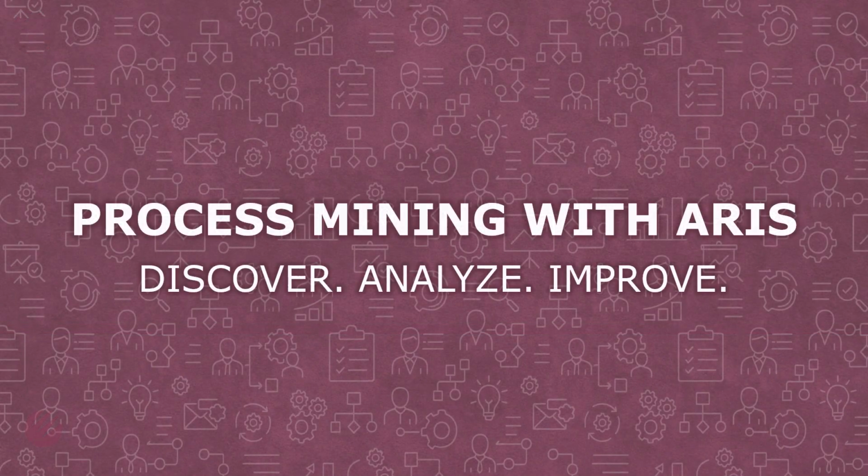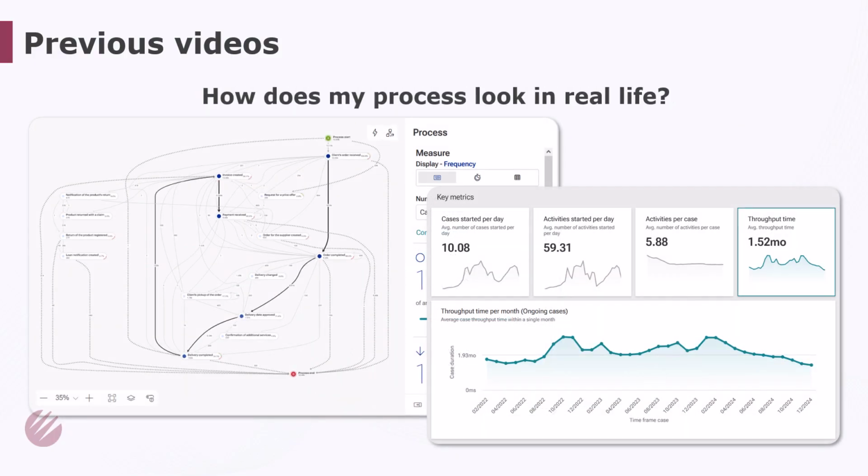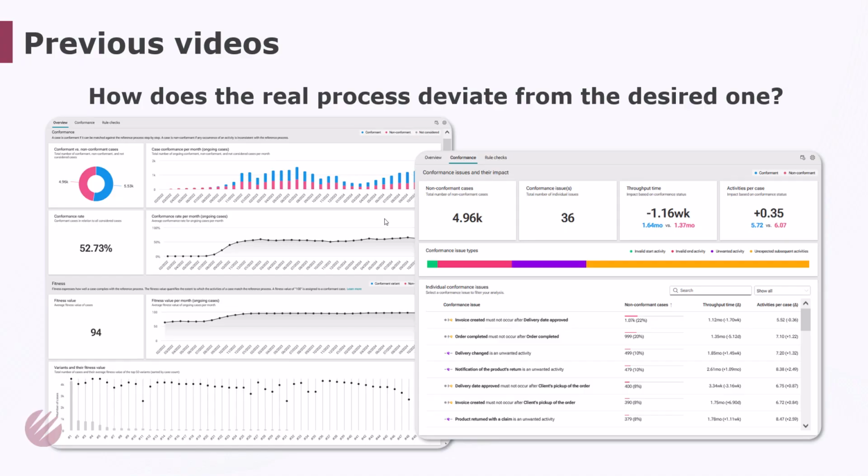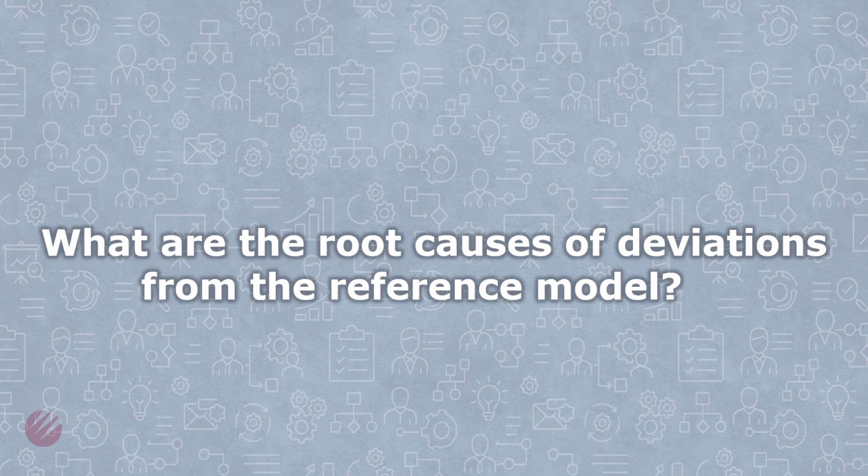We're continuing our ARIS Process Mining video series. In the previous videos, we analyzed the processing for microdevices process using process discovery and conformance checking to answer the questions: how does my process look in real life, and how does the real process deviate from the desired one. Now it's time to move to the next step and answer the question: what are the root causes of these deviations from the reference model? Understanding this helps us decide how to handle these deviations in practice.